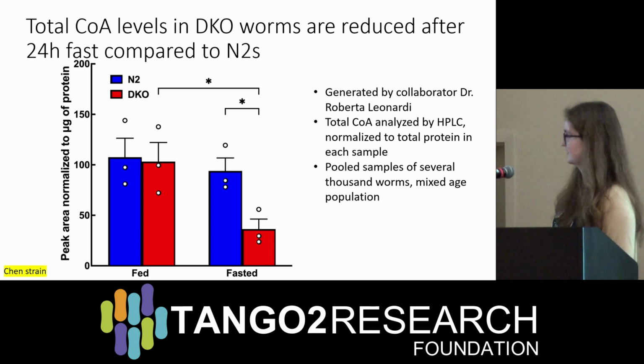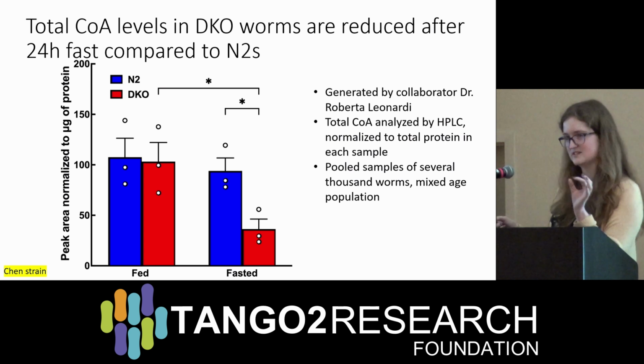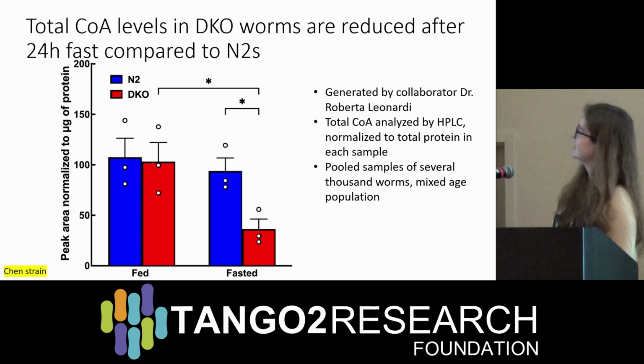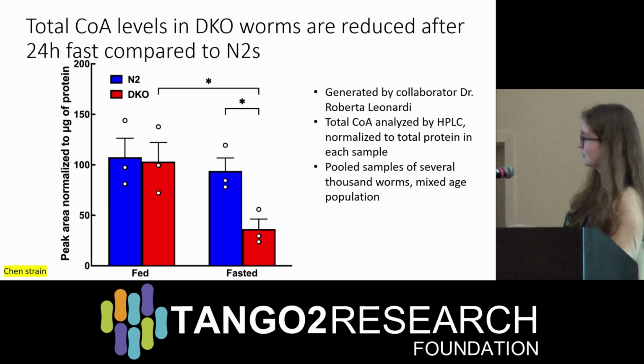She's able to analyze the total amount of CoA in our worms using a complicated process called liquid chromatography mass spectrometry, so she can look at all of these individual little compounds. We found that normal worms and our double knockout worms, missing our TANGO2 homologs, have an equivalent pool of CoA when fed under normal conditions. So CoA levels are about the same at baseline.